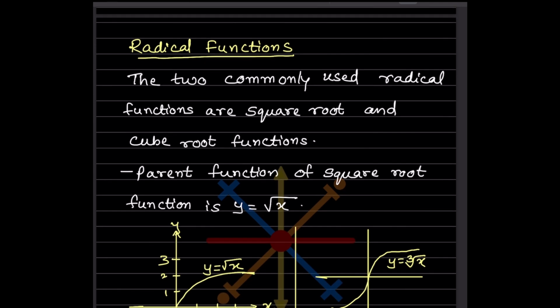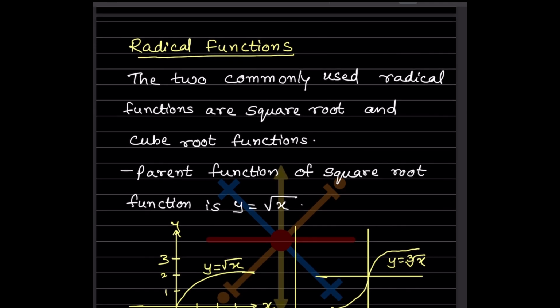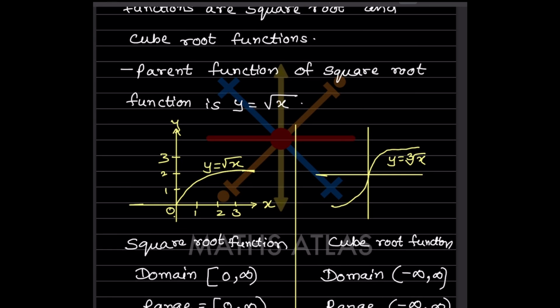Now let us see the radical functions. The two commonly used radical functions are the square root and cube root. Can you see here? This is the square root and this will be the cube root. So they are called the radical functions. The parent function of the square root function is y is equal to root of x. So the graph will be this way. And whenever there is a cube root function, the graph is going to be this way.